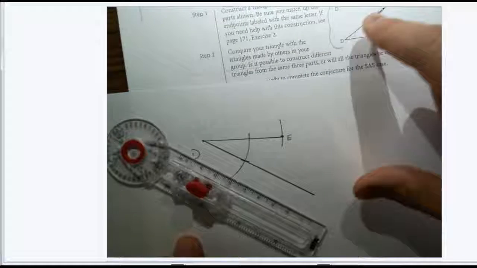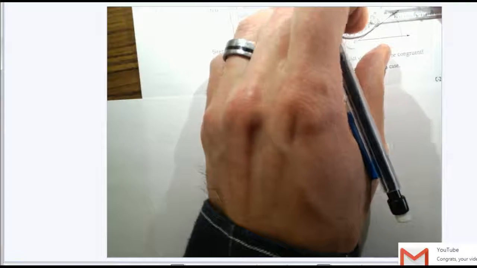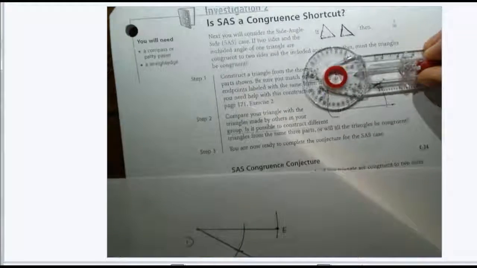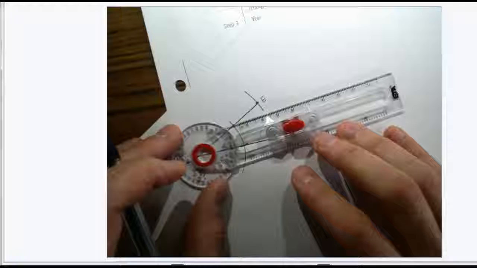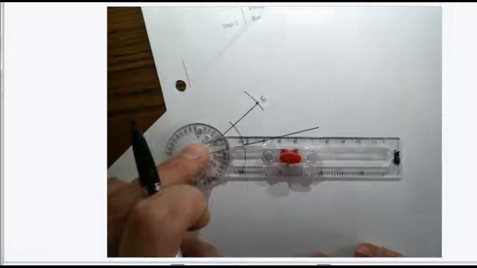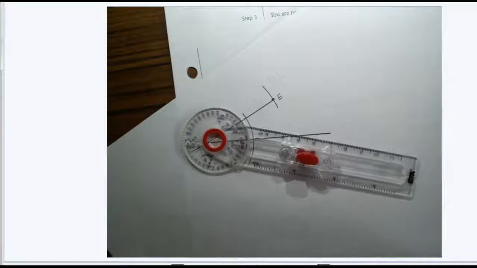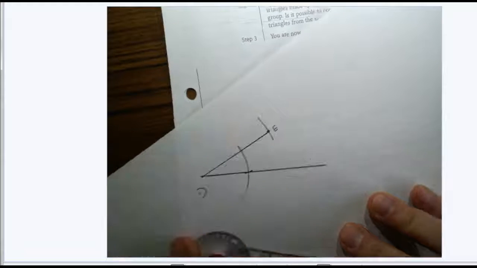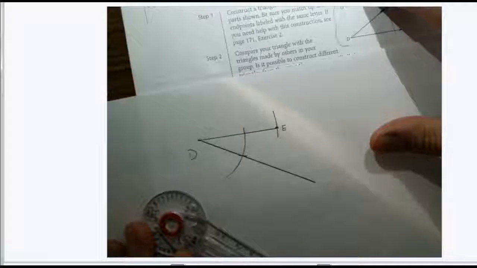Okay, so the last thing I have to do is just find DF. So I would just take this part right here, match it up. Okay, I matched it up right there. Okay, and then I just have to put it on here, make an arc, and now I can make my triangle, right? So I'll make my arc over here somewhere, wherever it intersects this segment, and make my triangle, and then I'm going to compare my triangle to others in the group. Alright, so now you can compare this triangle to everyone else's.